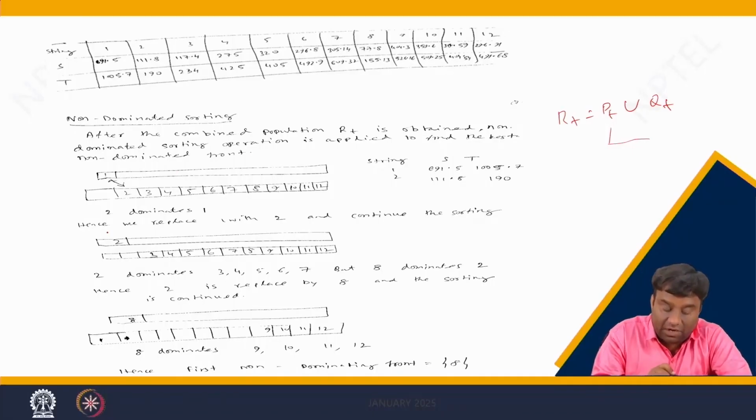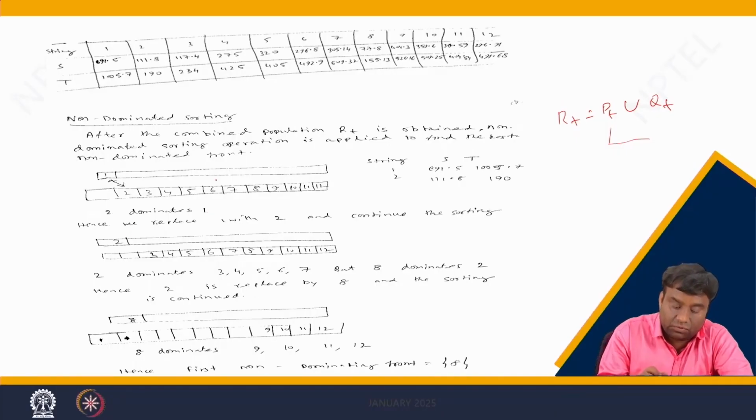So there is one list, another list is here. Write 1 here and the rest of the elements 2, 3, 4, 5, 6, 7, 8, 9, 10, 11, 12 right here. Now compare with 1. So 1 is 691.5, 1000.57. So definitely 2 is less, so 2 dominates 1. So now you replace 1 with 2 and continue the sorting. So 2 is here, we replace it here.